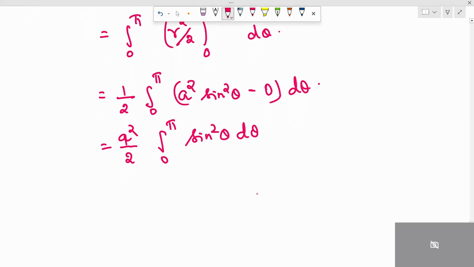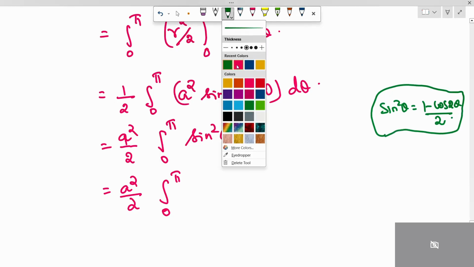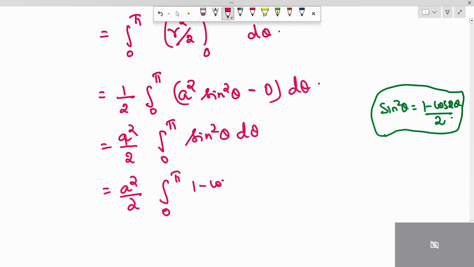Now we are going to integrate with respect to theta. A square by 2, but we can't integrate directly. We know the formula sin square theta equals 1 minus cos 2 theta divided by 2. With the help of this formula we can integrate easily. Substitute here 1 minus cos 2 theta by 2 into d theta.